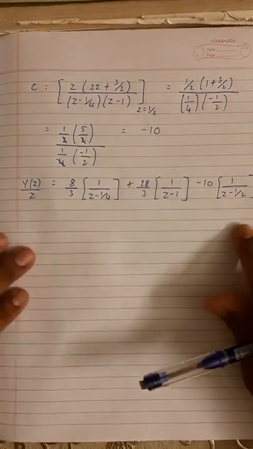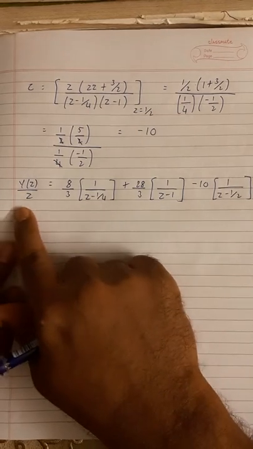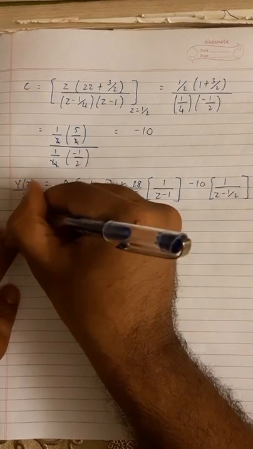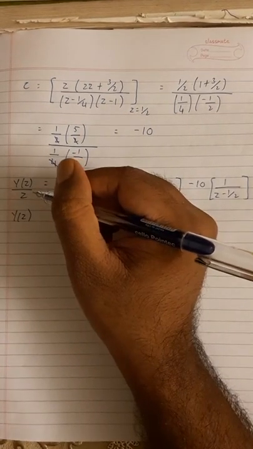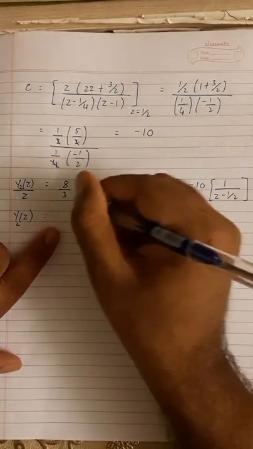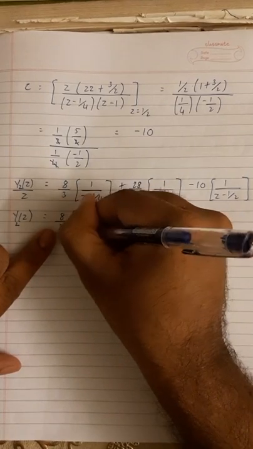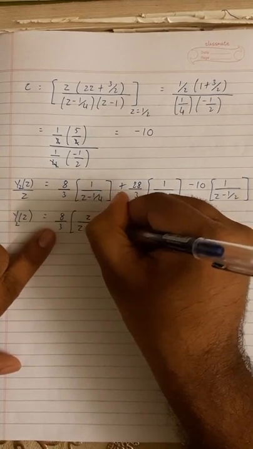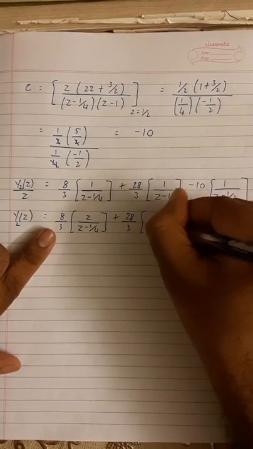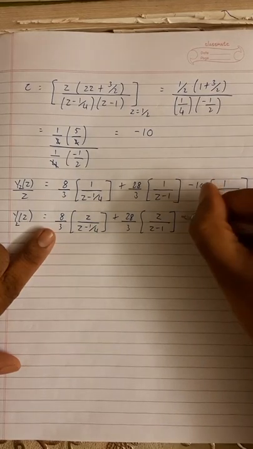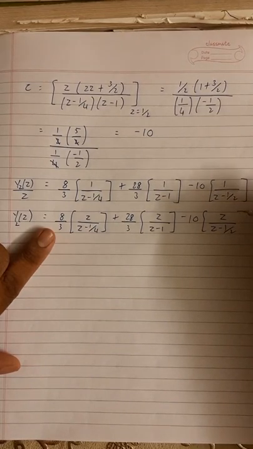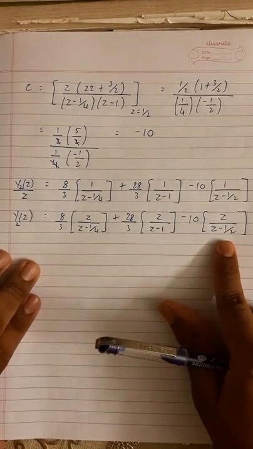Okay, so now I can put this preserved z back into the numerator. So this will become Y(z). It's not Y(z), it's Y2(z), right? Y2(z), because this is the forced response, the second output. Y2(z) is equal to 8/3 z/(z − 1/4) plus 28/3 into z/(z − 1) minus 10 into z/(z − 1/2). Okay, so this is the answer you got.